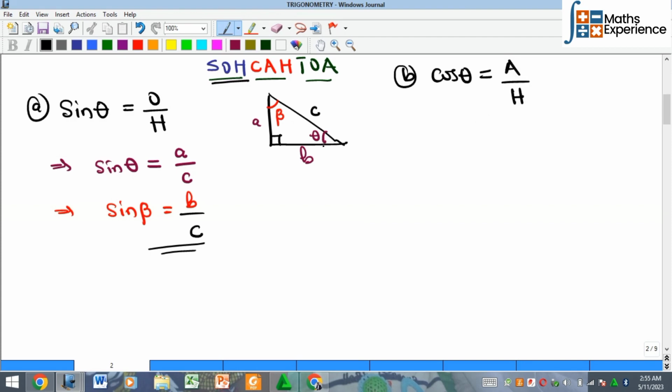Using this same diagram, the cos of theta is going to be the adjacent, which is B, all over the hypotenuse, which is C. And then the cos of beta is going to be the adjacent. The adjacent of beta will now be A, so that will be A all over C.